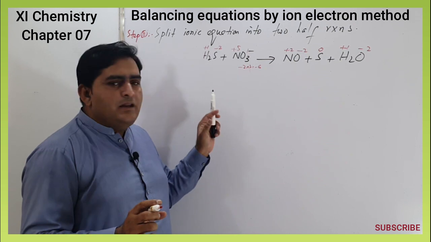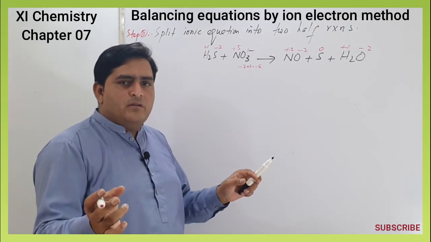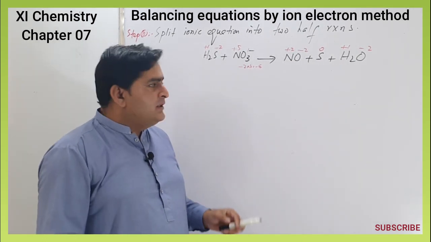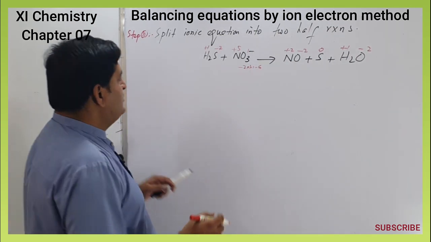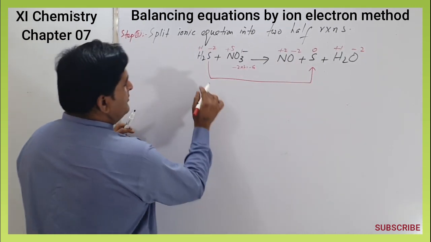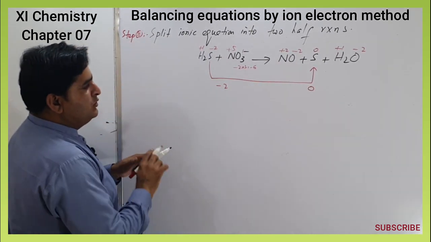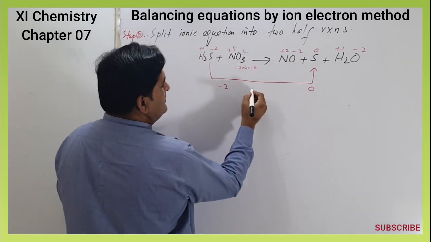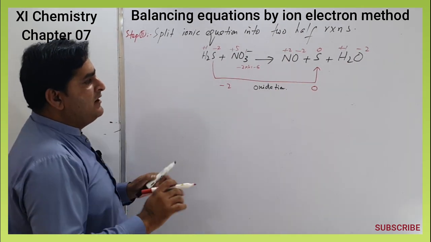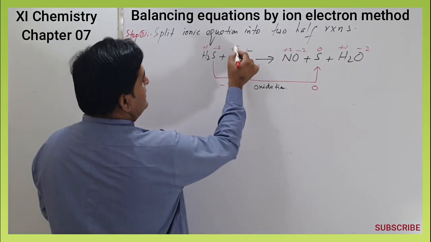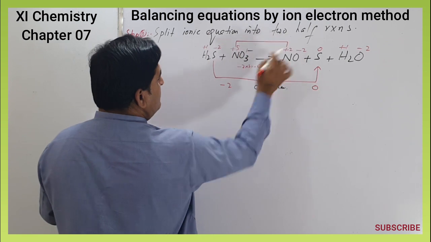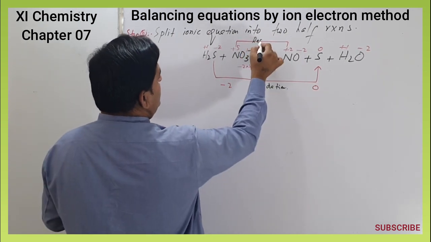In any redox reaction, there will be two elements. One of them will undergo an increase in oxidation number and the other a decrease in oxidation number. Look at sulfur. The oxidation number of sulfur has increased from -2 to 0. So the oxidation number has been raised, and this is an oxidation reaction. Now look at the other element whose oxidation number has decreased. Nitrogen goes from +5 to +2. So the oxidation number has dropped from +5 to +2, and this is a reduction reaction.